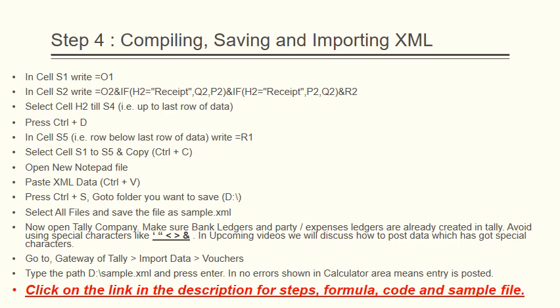Now open the Tally company. Make sure bank ledgers and party and expense ledgers are already created in Tally. Avoid using special characters. In upcoming videos we will discuss how to post data which has special characters. Go to Gateway of Tally, Import Data, Vouchers. Type the path and press enter. If no errors are shown in the calculator area, it means the entry is posted.